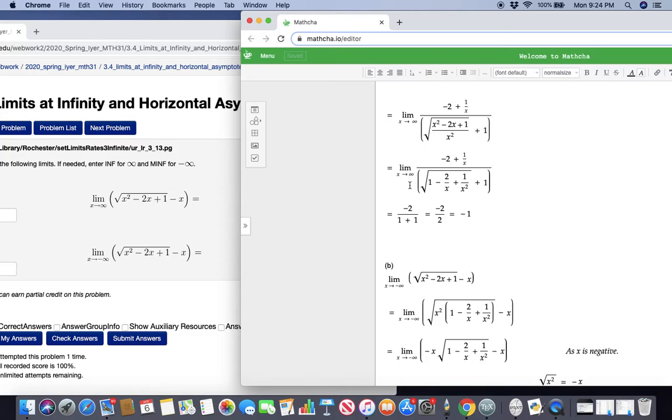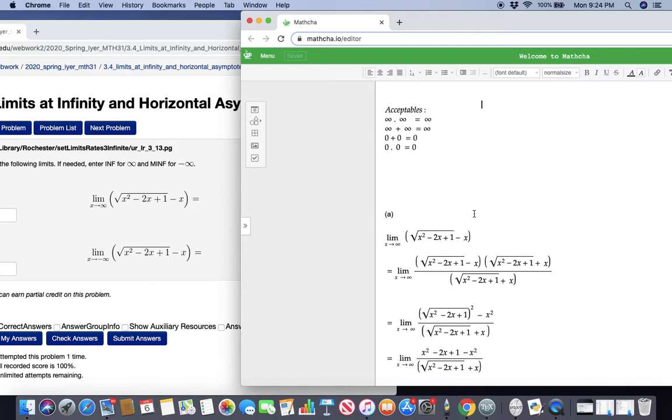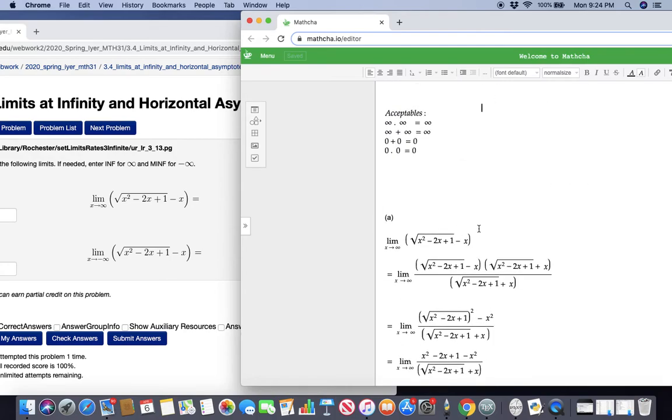Finally, you're ready to let the limit go to positive infinity. This quantity goes to 0, this quantity goes to 0, this quantity goes to 0. You're left with negative 2 upstairs, square root of 1 here, plus 1 here. Negative 2 over 2 is negative 1. You came across a pure number as opposed to infinity minus infinity.